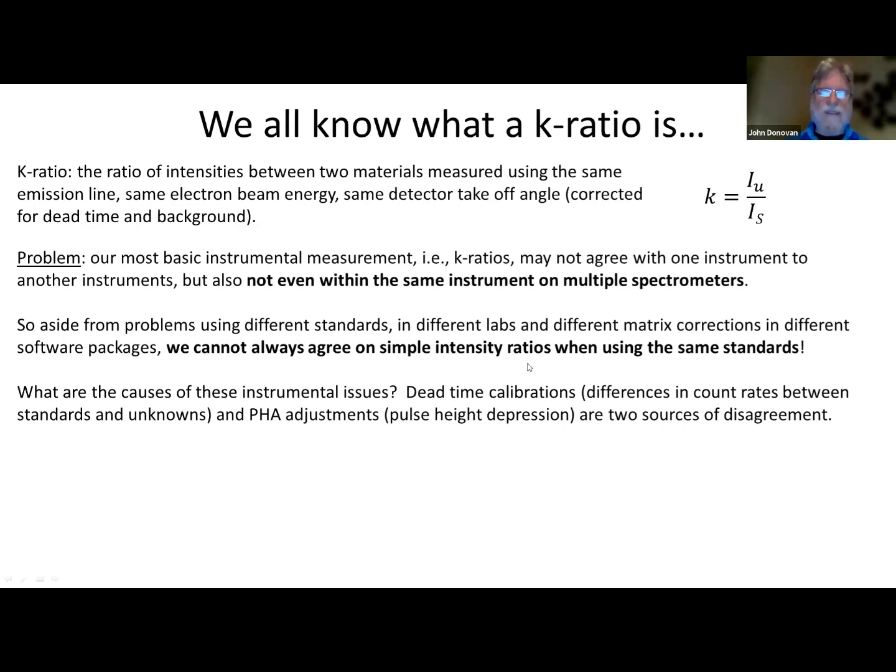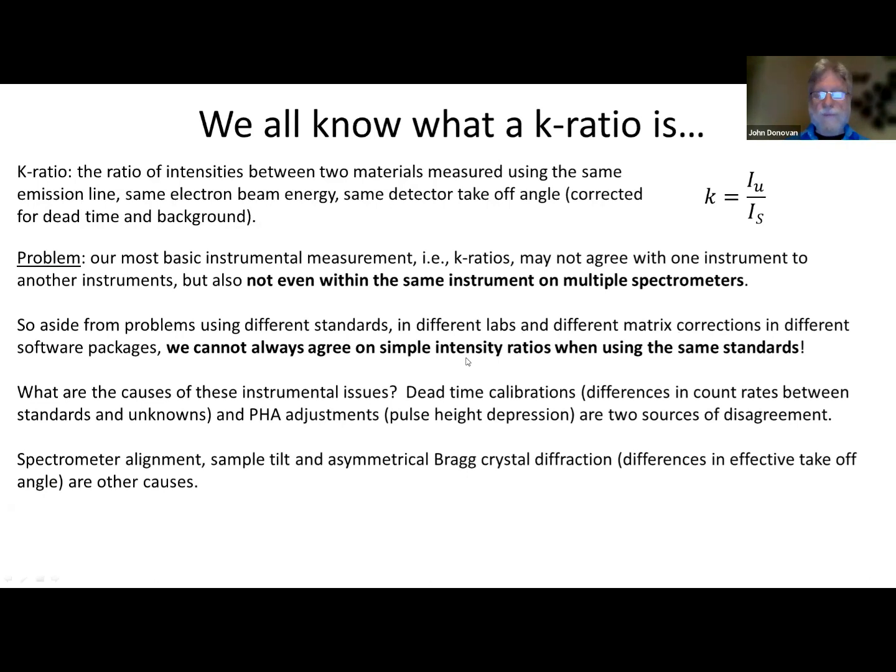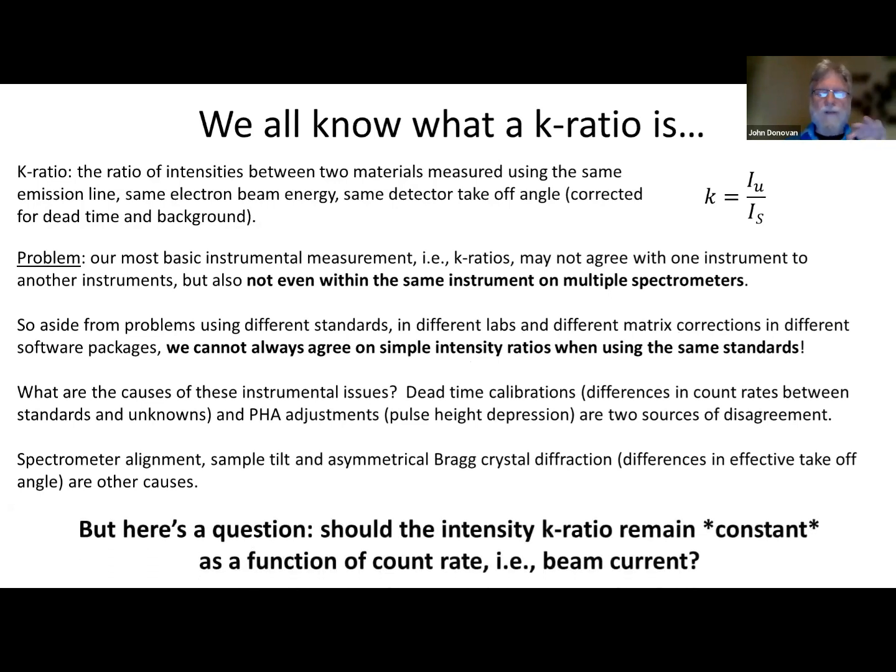Well, some of it is the dead time calibrations and PHA adjustments. So I'm going to talk about that. It could also be other types of alignment problems, asymmetrical Bragg diffraction, which is essentially a difference in the effective takeoff angle of each spectrometer. But here's the question. Should this intensity K ratio ideally remain constant as a function of count rate, beam current? So in other words, as you increase your count rate, if you remeasure the same two materials, should you get the same ratio of intensities between them? Think about that. Answer the question in your head, and I'm going to tell you what the answer is.